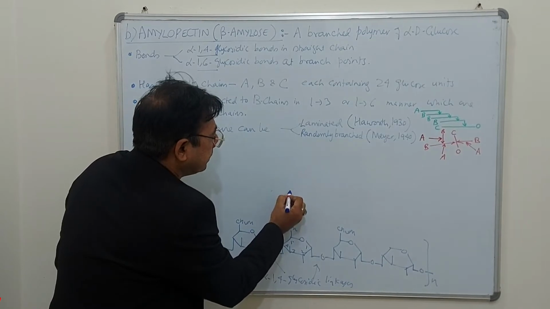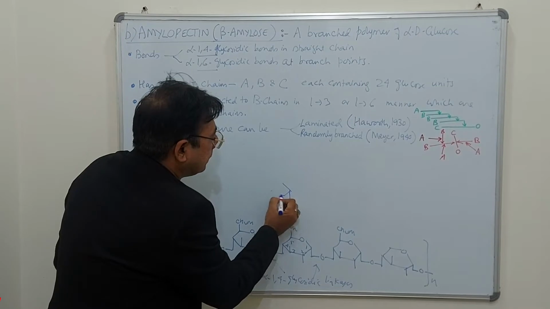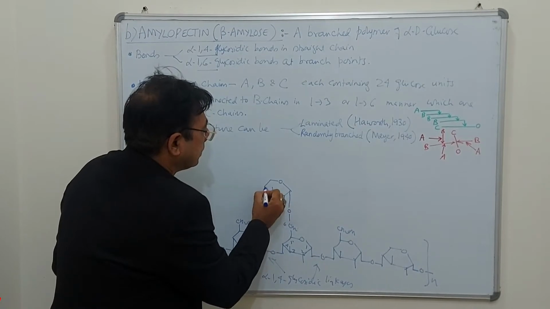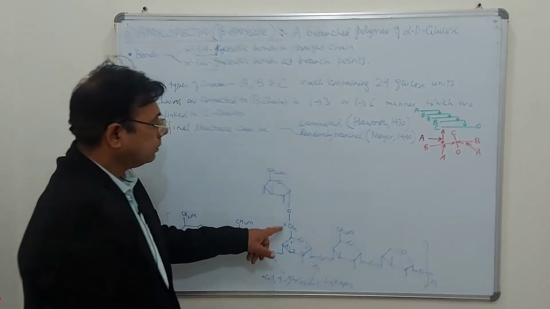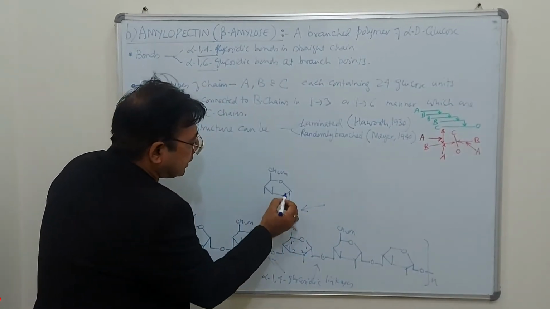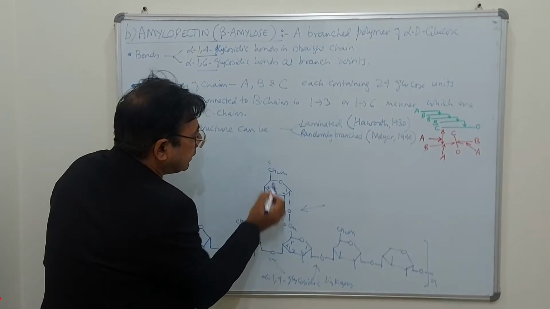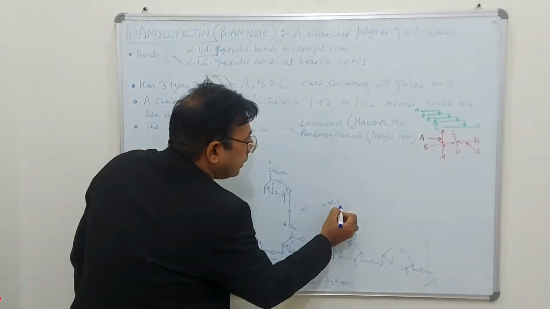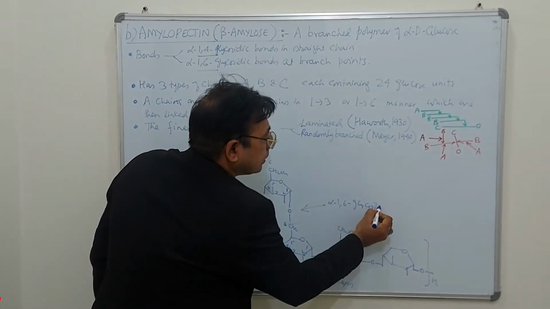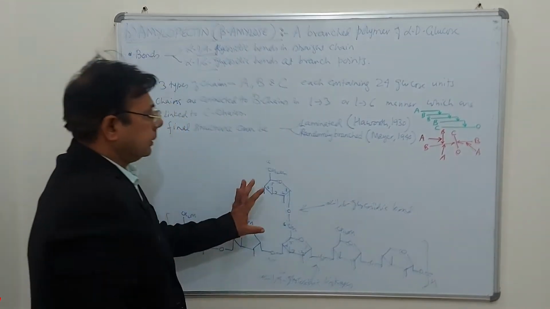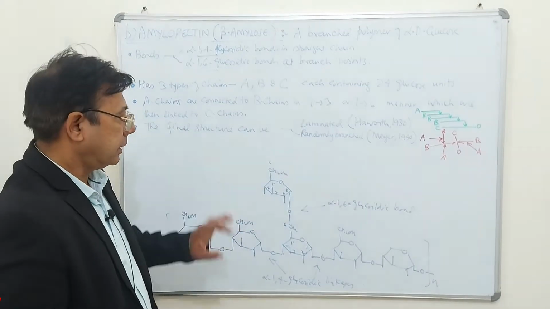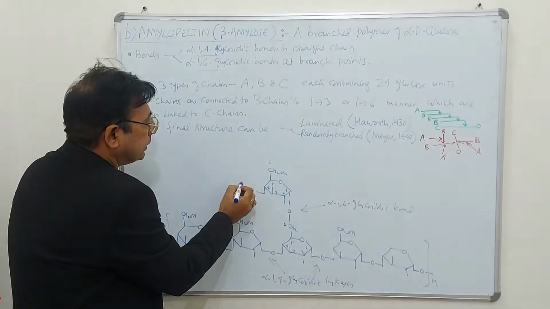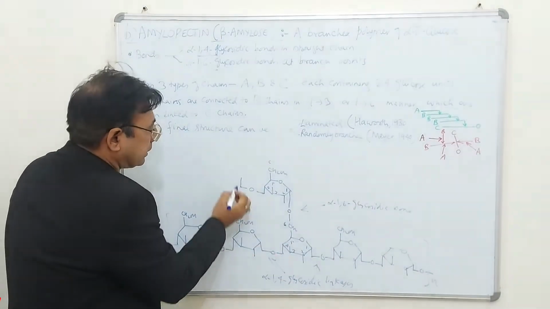and connect it to one position of another glucose molecule, so what you get here, this linkage is between one position of this glucose and 6th position of this glucose. So this is alpha 1,6 glycosidic bond. So this marks a branch point in the chain, and now we can continue making the straight chain just like this chain.